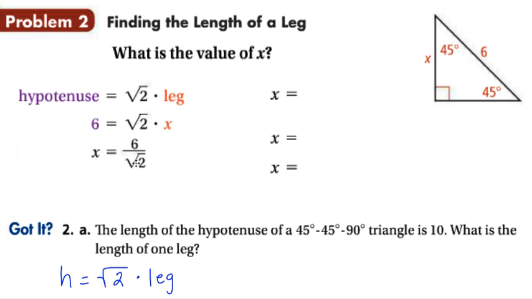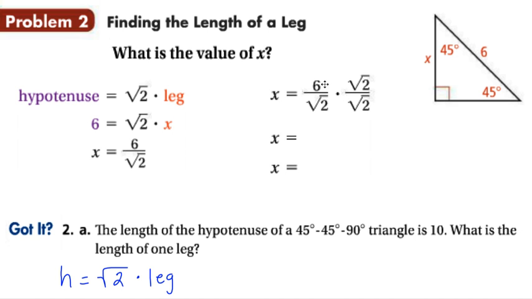But this is a problem right here. We have an irrational number in the denominator, and in mathematics that's never allowed. So we need to do what's called rationalizing the denominator. We need to get rid of that square root of 2, and we do that by multiplying both the top and bottom by the square root of 2.